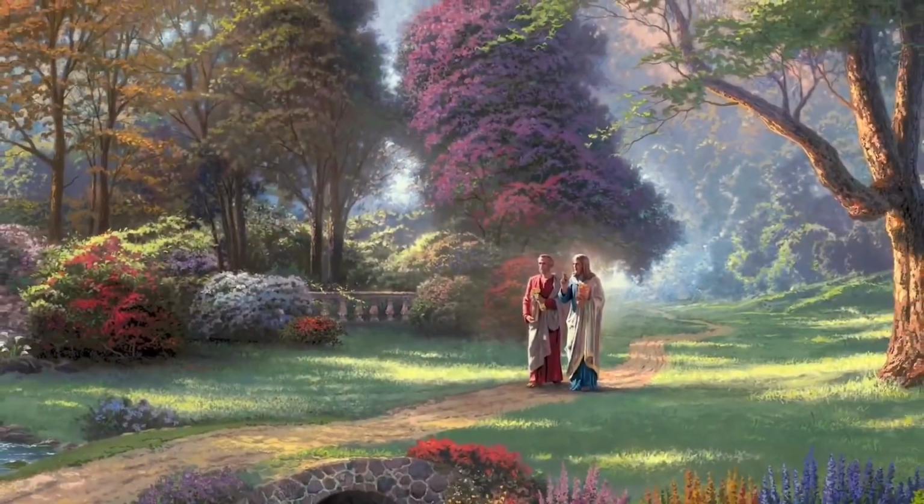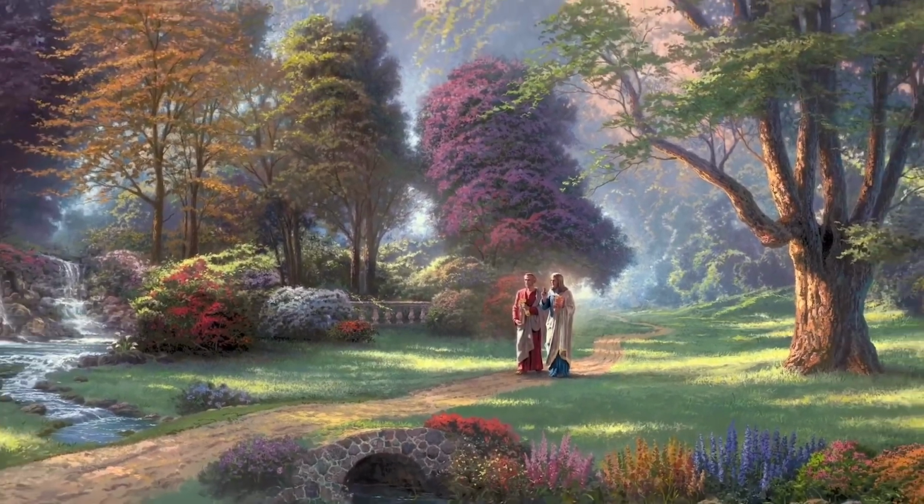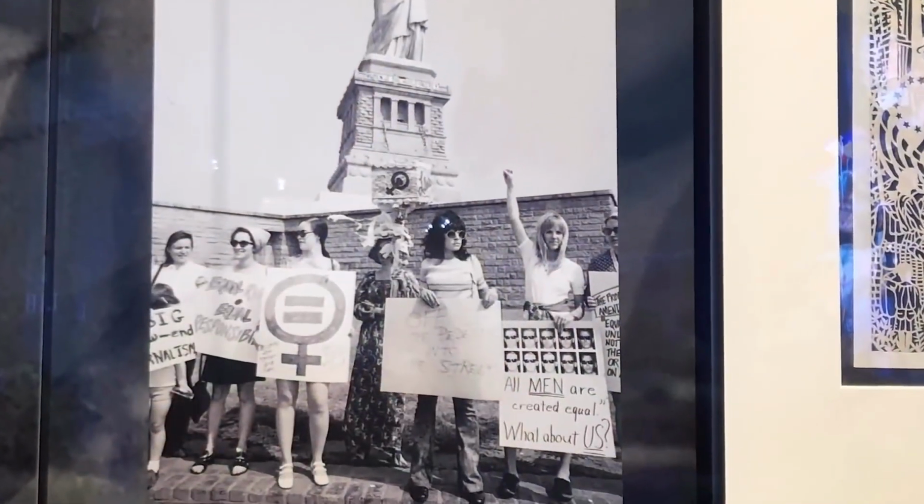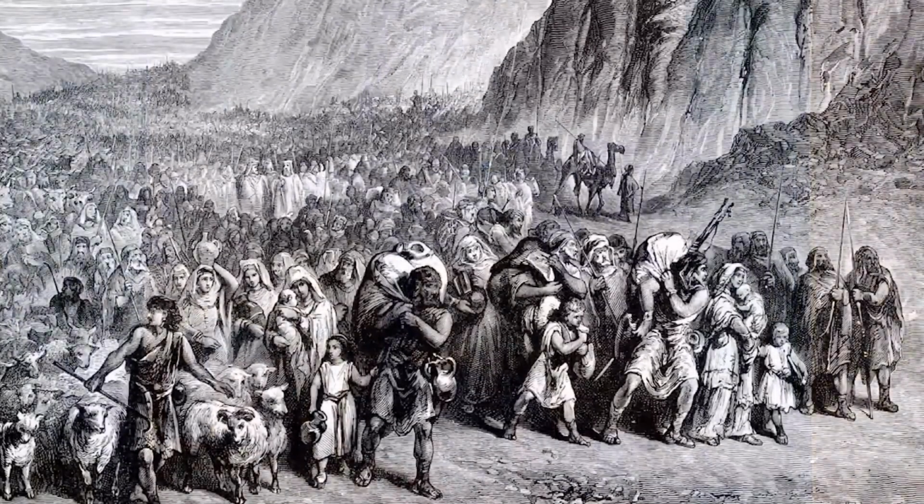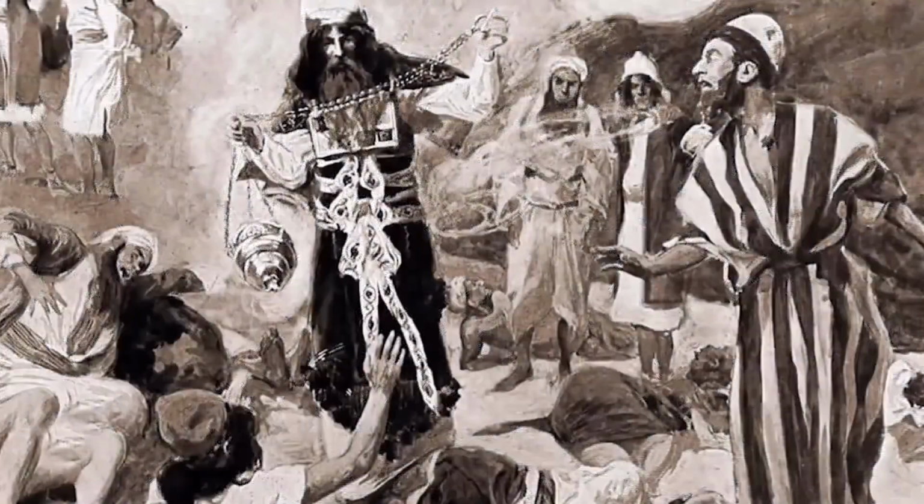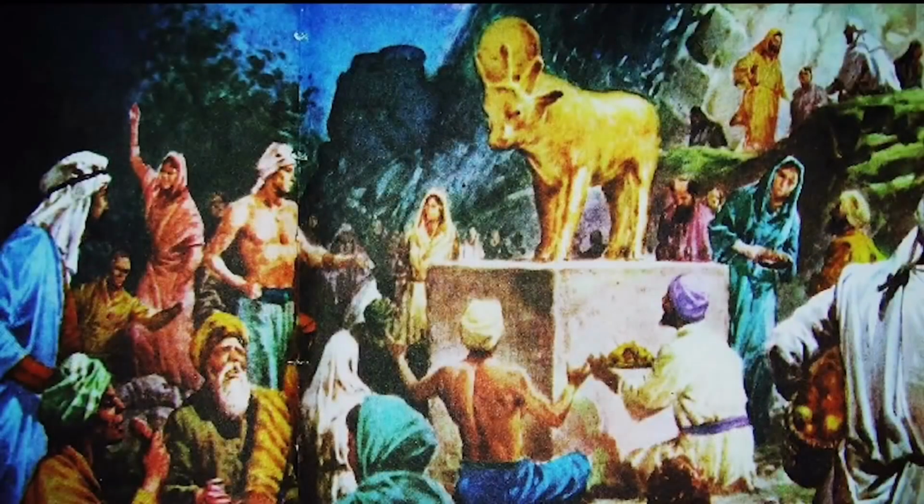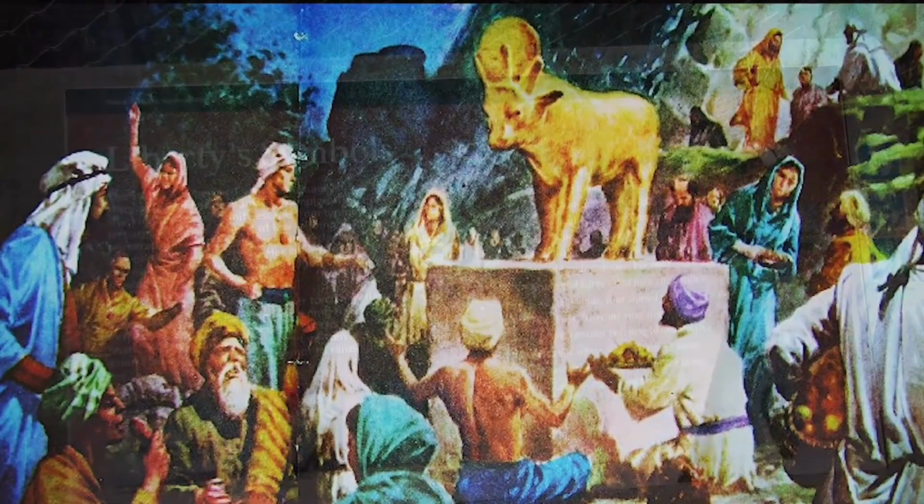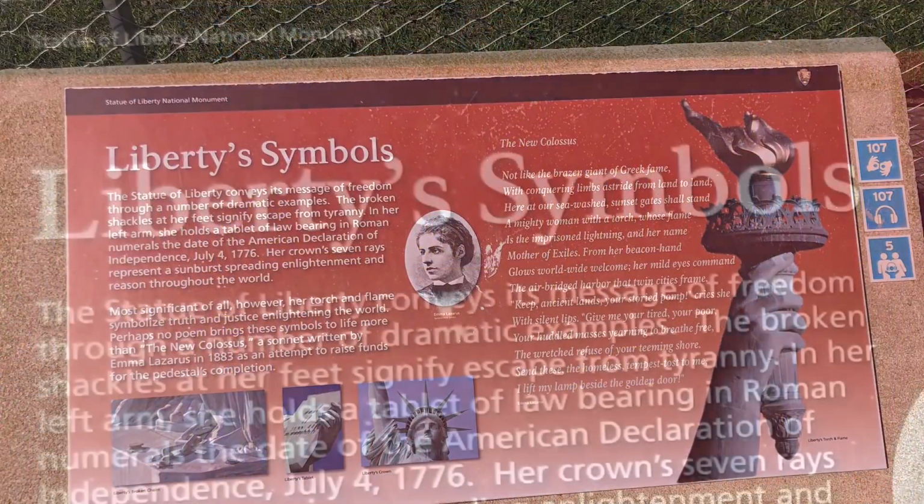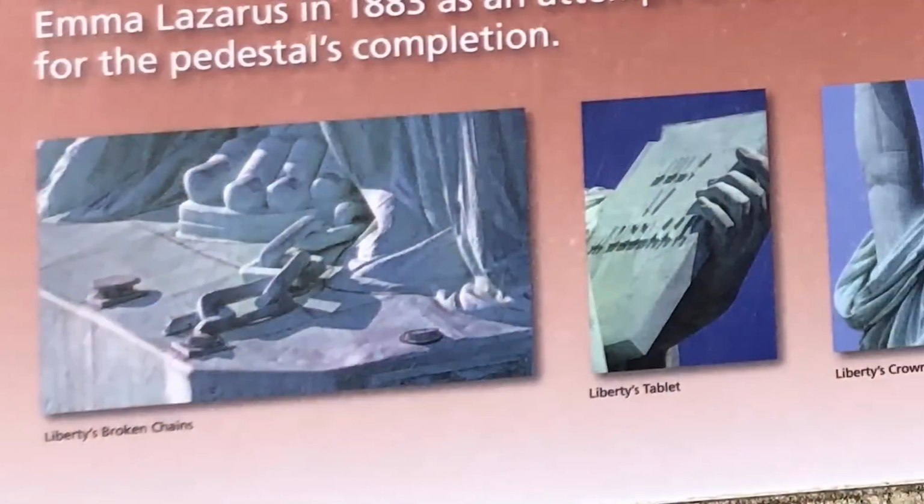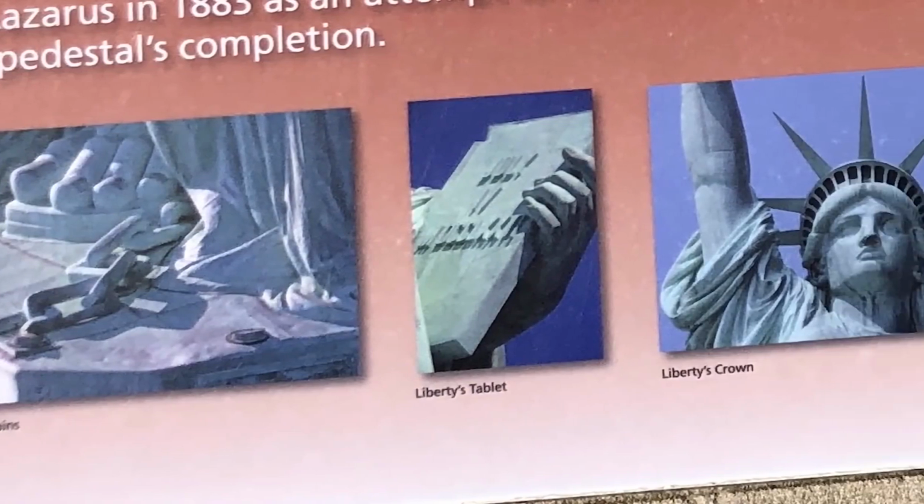Keep, ancient lands, your storied pomp, cries she with silent lips. Give me your tired, your poor, your huddled masses yearning to breathe free, the wretched refuse of your teeming shore. Send these, the homeless, tempest-tossed, to me. I lift my lamp beside the golden door.